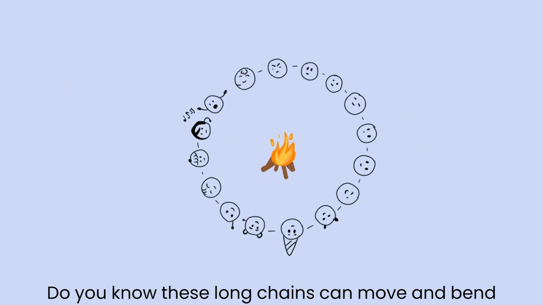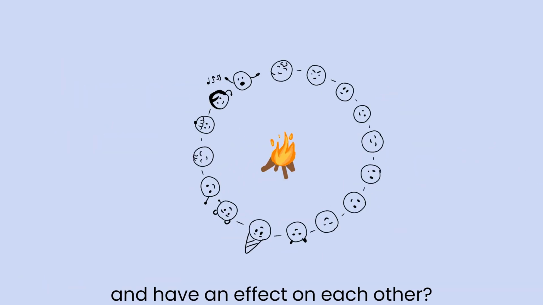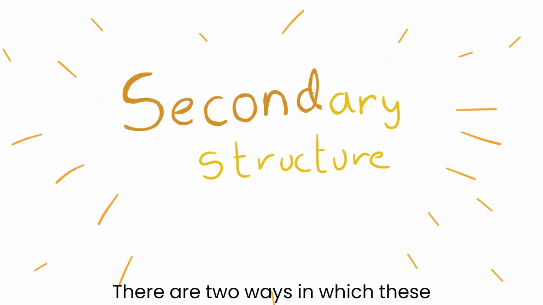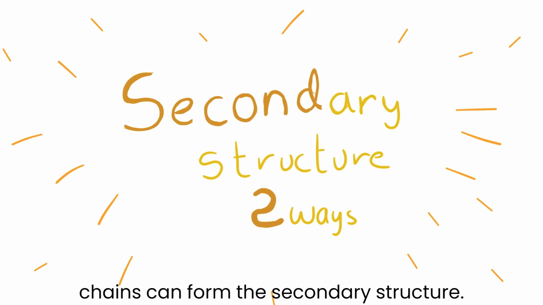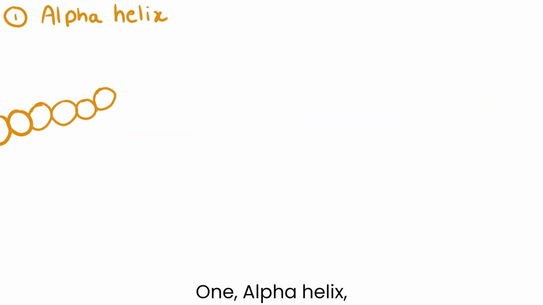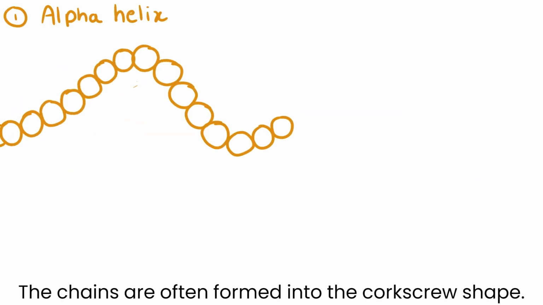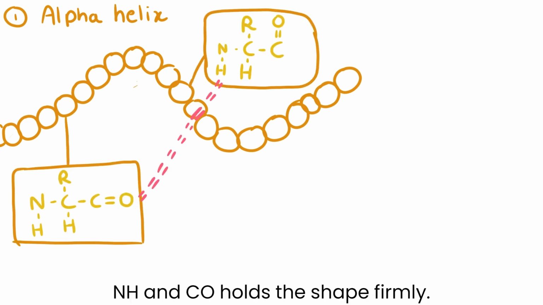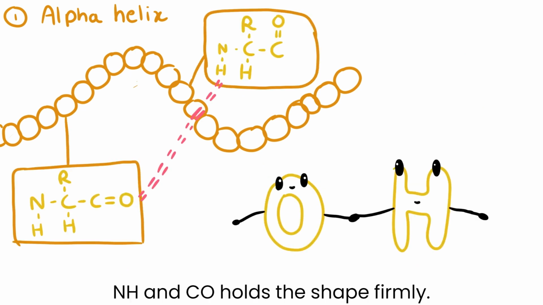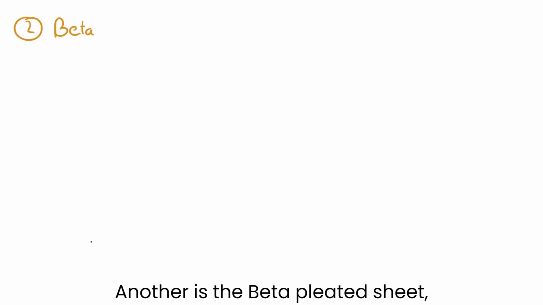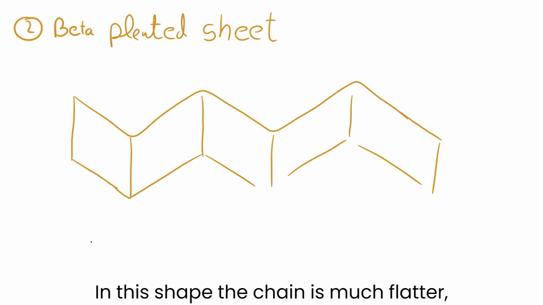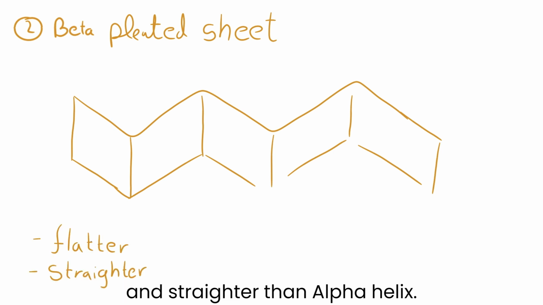Do you know these long chains can move and bend and have an effect on each other? There are two ways in which these chains can form the secondary structure. One, alpha helix. The chains are often formed into a corkscrew shape. The hydrogen bond between the imidazine and carbon monoxide holds the shape firmly. Another is the beta pleated sheet. In this shape, the chain is much flatter and straighter than the alpha helix.